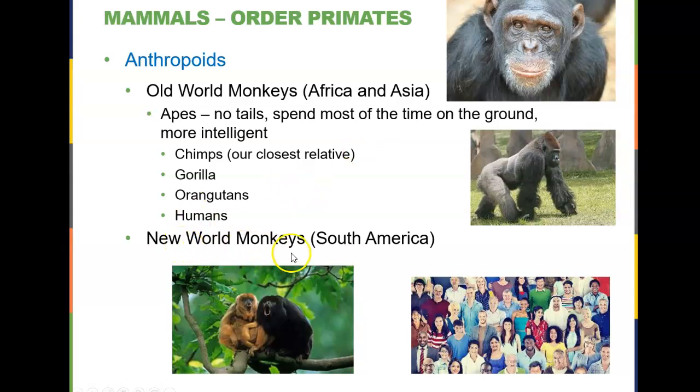The New World monkeys, here we have an example of the howler monkey. Also we have the spider monkey as another example of a New World monkey. They do have tails. They're arboreal, meaning they spend most of their time in trees, and they're generally smaller than their Old World cousins.